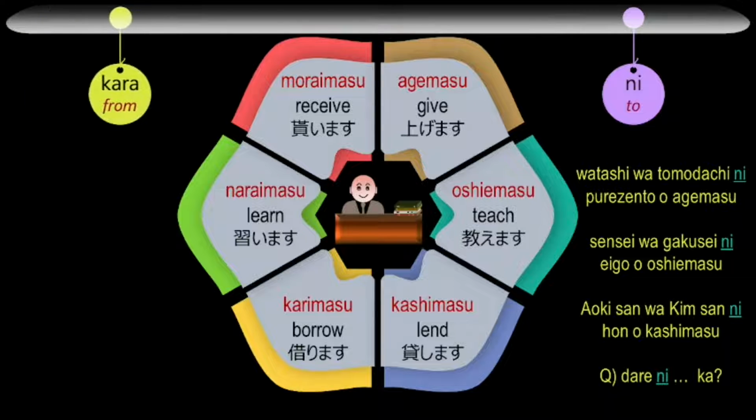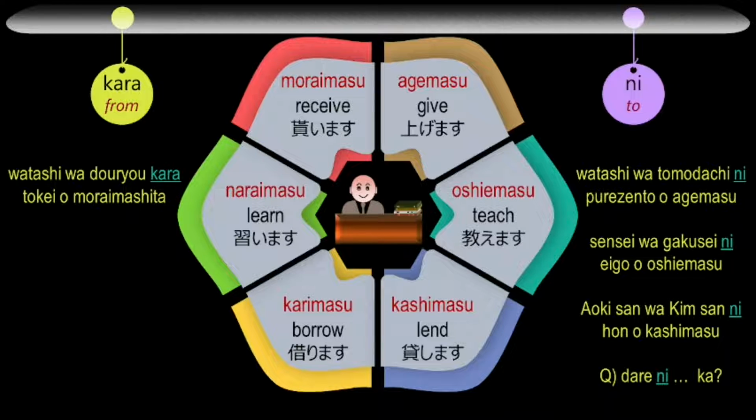Next, let me go to the particle kara, which means from and indicates the source of a thing or information. Let me give you an example. Doryo means colleague, tokei means watch, and moraimasu means to receive. Now, to say I received a watch from my colleague, in Japanese it will be watashi wa doryo kara tokei o moraimashita. The particle kara is placed after doryo, who is the source, and doryo kara will mean from my colleague.